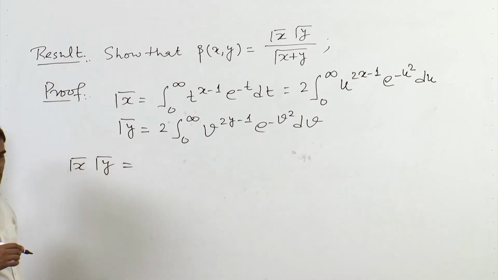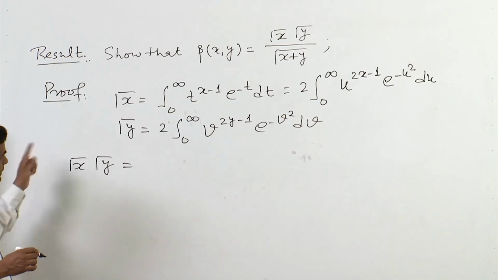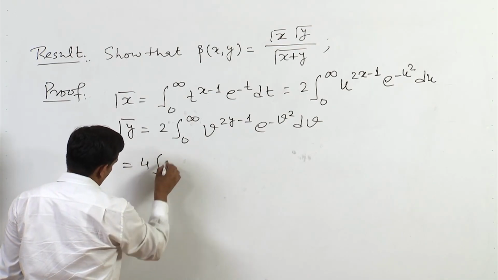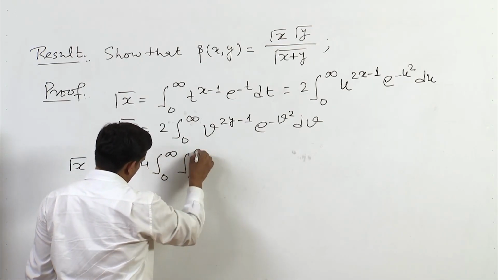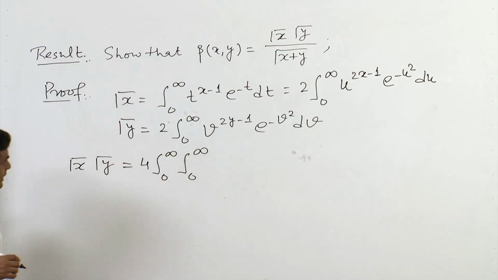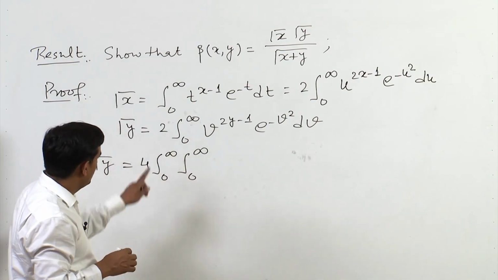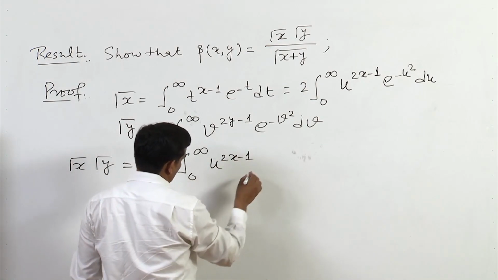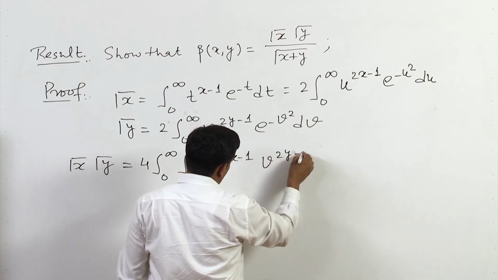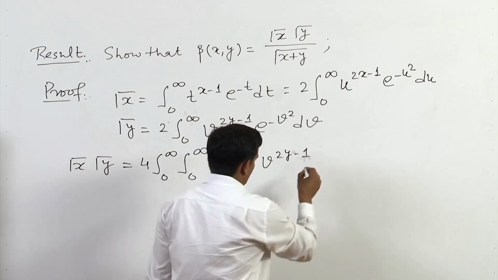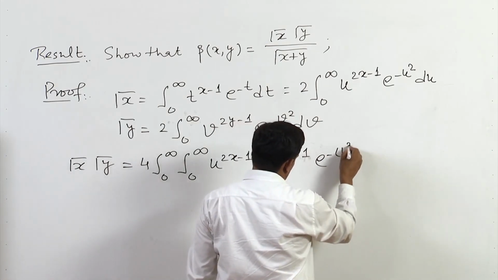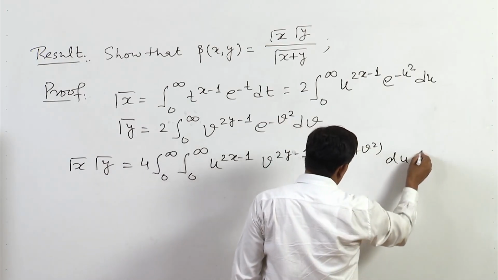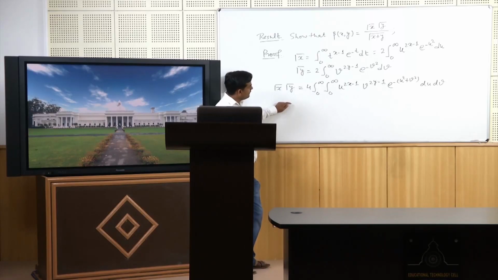So, in the left hand side I will be having gamma x into gamma y, in the right hand side I will be having 4 times the double integral from 0 to infinity, and then I will be having u raised to power 2x minus 1, v raised to power 2y minus 1, e raised to power minus u square plus v square, du dv.